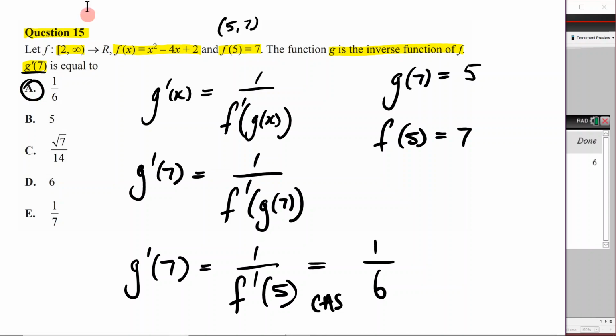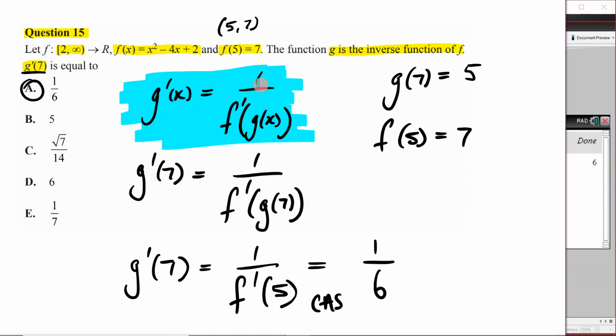Okay, so I think the big problem people are going to have is they're going to be like, where on earth did this come from? I've never seen that in my life. Well, let me show you where that comes from. But before I give you a big rundown on where this comes from, let me show you another way of doing this question that does not require you to know this.